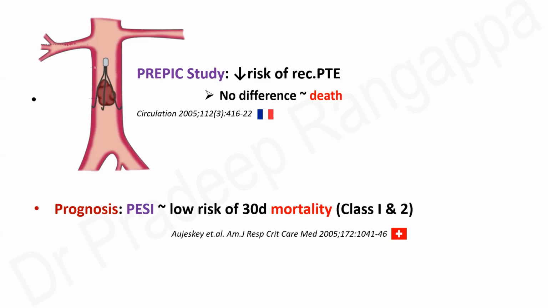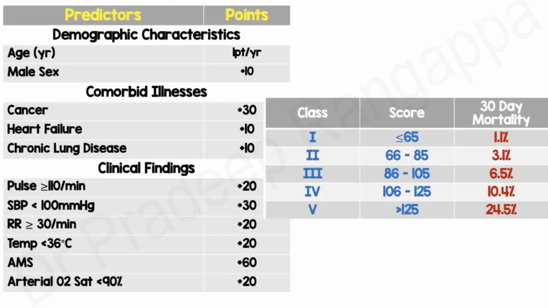So prognosis of pulmonary embolism. They have used another score called the pulmonary embolism severity index, which indicates which patients are at low risk of 30-day mortality. This PESI score came from the Swiss group. Basically, a class 1 and class 2 score indicates that the risk of 30-day mortality is very low. And these are the indices for the PESI score. Again, as you see, more points are given for someone with an underlying cancer, heart failure, and so on. These are the points.